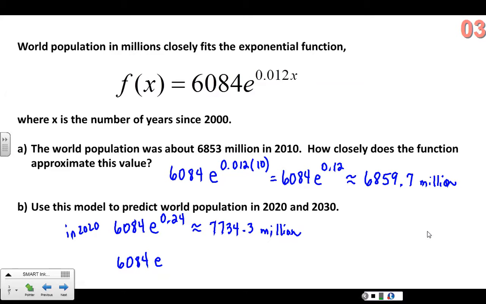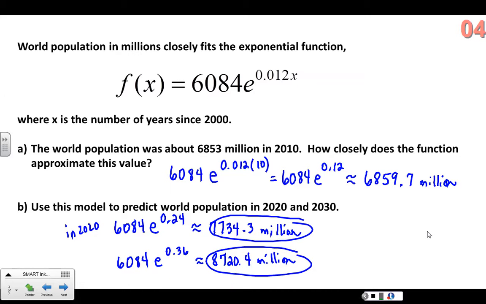So in 2030, let's see here, 0.012 times 30 is 0.36. So 6,084 times 0.36 second function e button equals 8,720.4 million. Notice these are just estimations though. And this one would be in 2030.